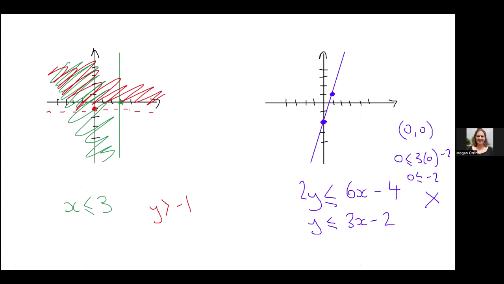So this was my testing point. That is the wrong side of the line because that's not true. So I need to color in this. That's the side that fits my inequality. Let's do another one of those.